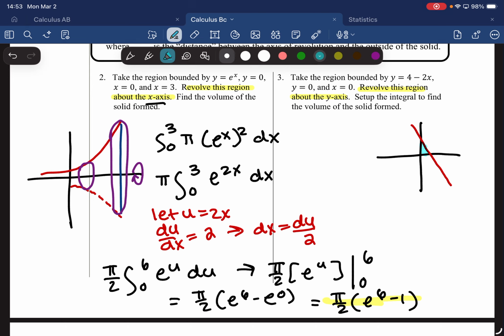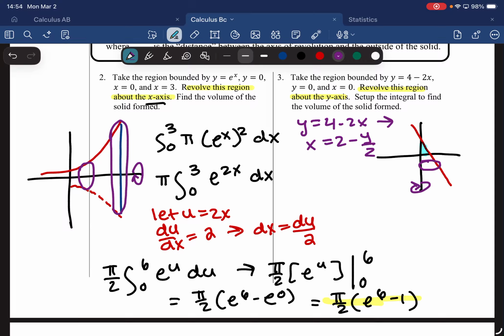Okay, so if I'm going to revolve around the y-axis, that means I am going to revolve around here. So what's going to form is, again, a circle, just looking at a different direction. So the first thing I need to do here is, since I am given equations in terms of x, I need to rewrite them and solve them in terms of y. So I need to get x by itself. So I have y is equal to 4 minus 2x. Okay, I'd subtract 4, divide by negative 2. I get x is equal to 2 minus y halves.